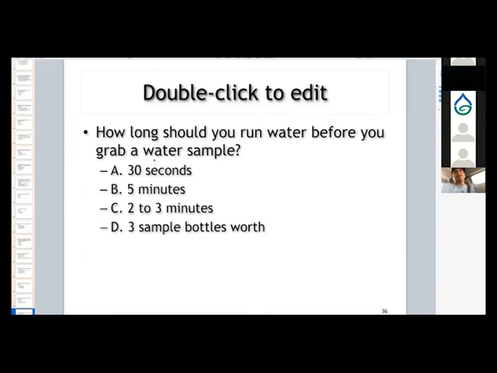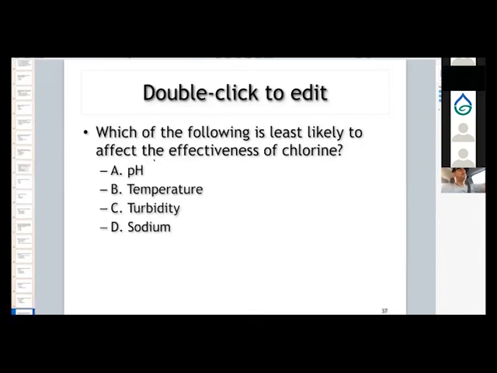How long should you run water before you take a grab sample? This is for a grab sample that's collected out of a sample pump or a reservoir tap. When you're grabbing this sample, especially if you hadn't run it in a while, you should run it for 2 to 3 minutes in order to get a representative sample. So that's what you're always going to hear too: a representative sample. Is my sample representative of the water inside that reservoir, inside that pipe, or in that water treatment process? One of the best ways to make sure it is representative is to flush it 2 to 3 minutes. Which of the following is least likely to affect the effectiveness of chlorine?